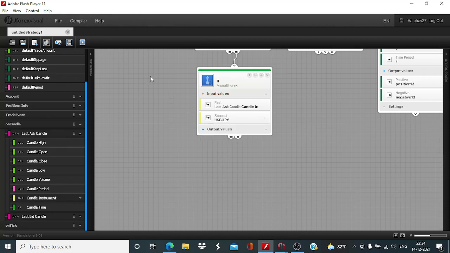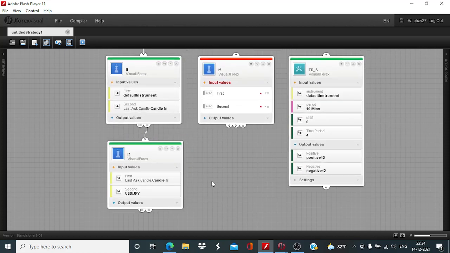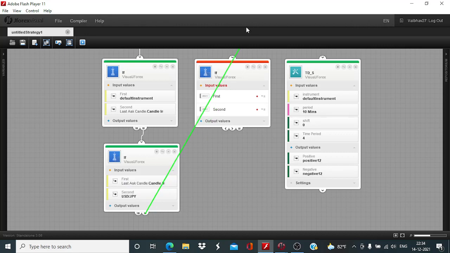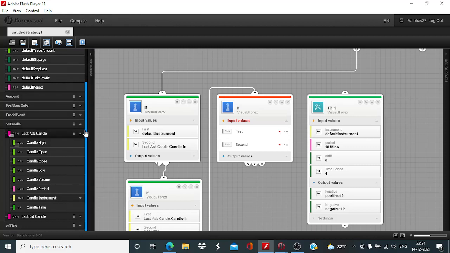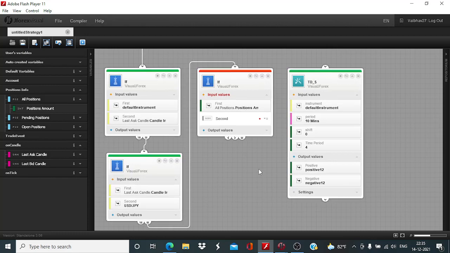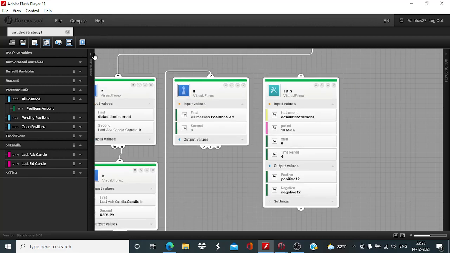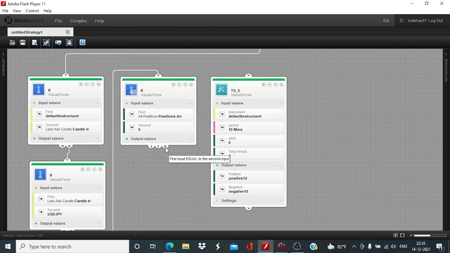Here it is. Okay, so these two inputs, the first input and the second input, have been defined, and first input should equal second input. After that, we have to consider the position amount, and to make sure there is no current open position or pending order in place, we have to check all position amount, and it should be equal to 0 to avoid multiple trades being simultaneously open on the account, as that might result in increased exposure.